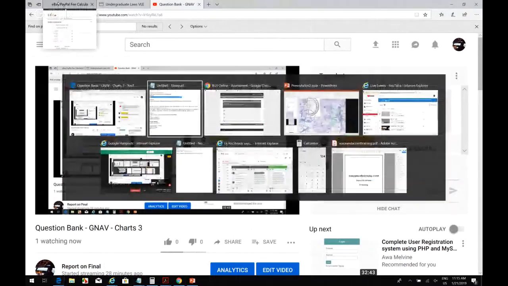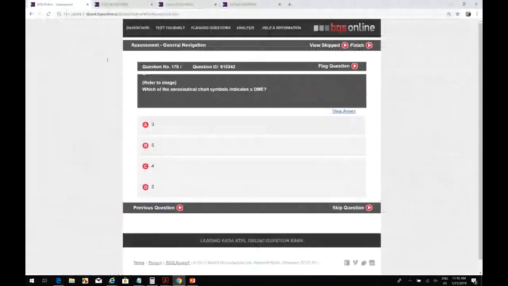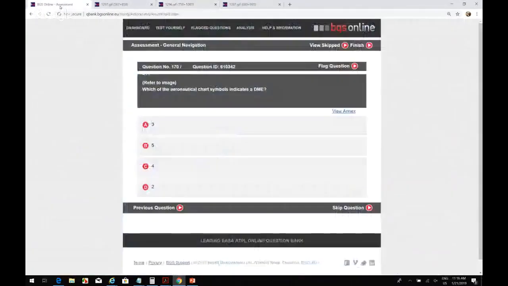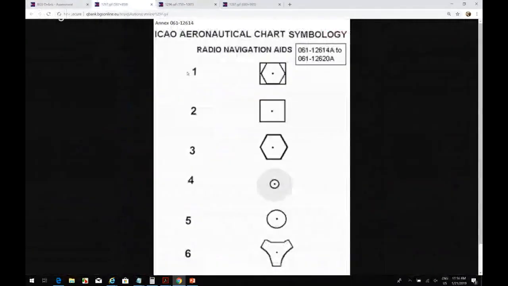Next. Which of the aeronautical chart symbols indicates a DME? DME. Okay, which DME is number 2.